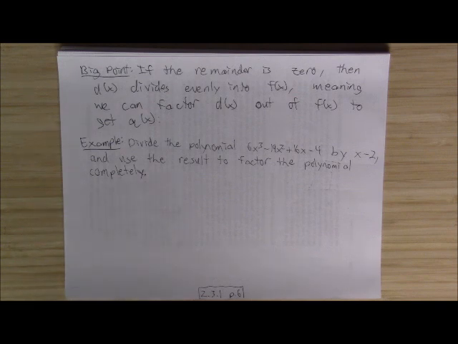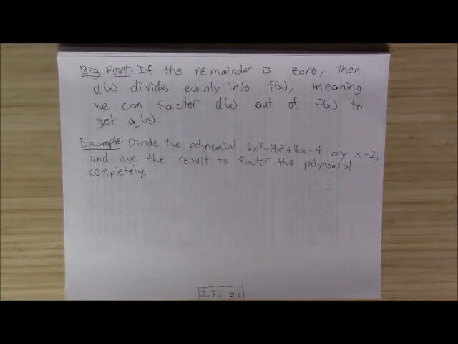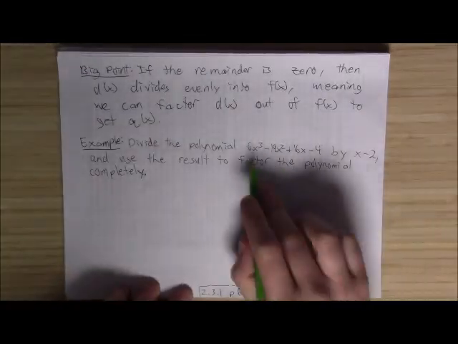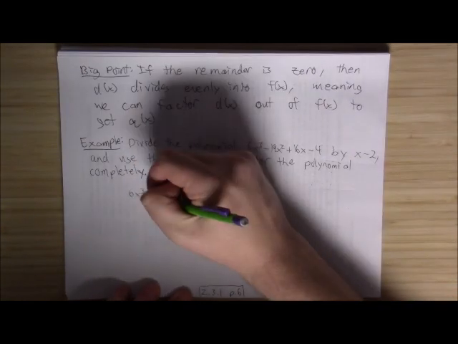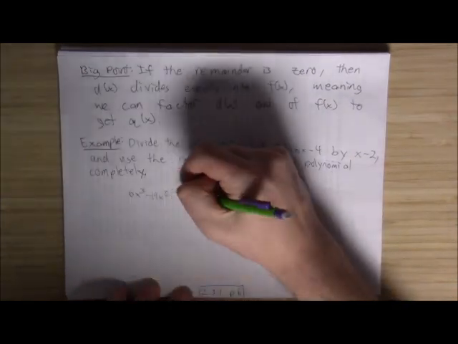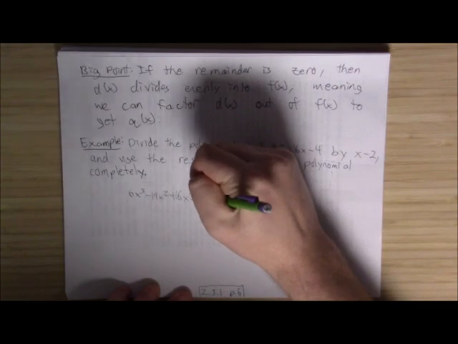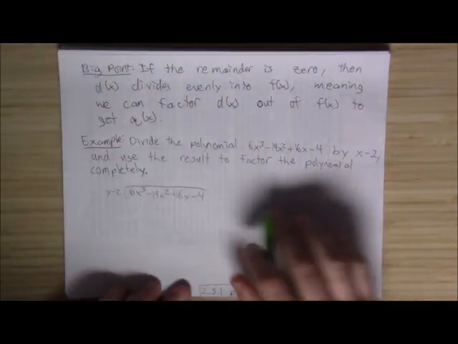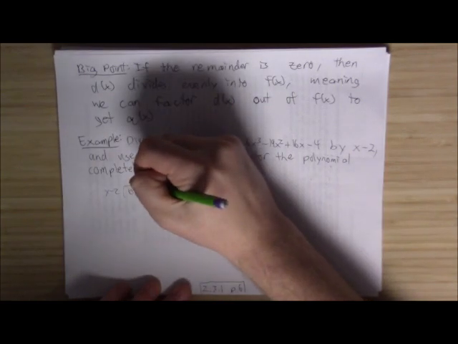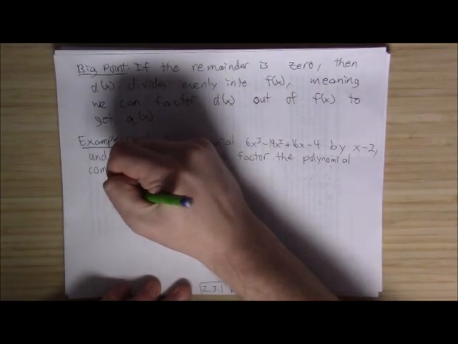But the big point, as I've mentioned a few times in passing so far during this video, is that if the remainder is 0, then d of x divides evenly into f of x, meaning we can actually factor d of x out of f of x to get our quotient q of x. What does all that mean in practice? Well, if we divide this polynomial, 6x cubed minus 19x squared plus 16x minus 4, by x minus 2, we go through our little algorithm here, right?